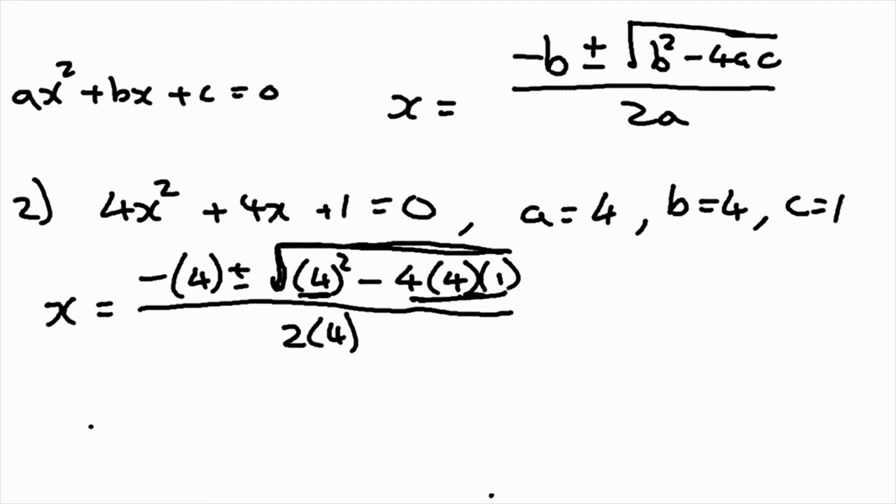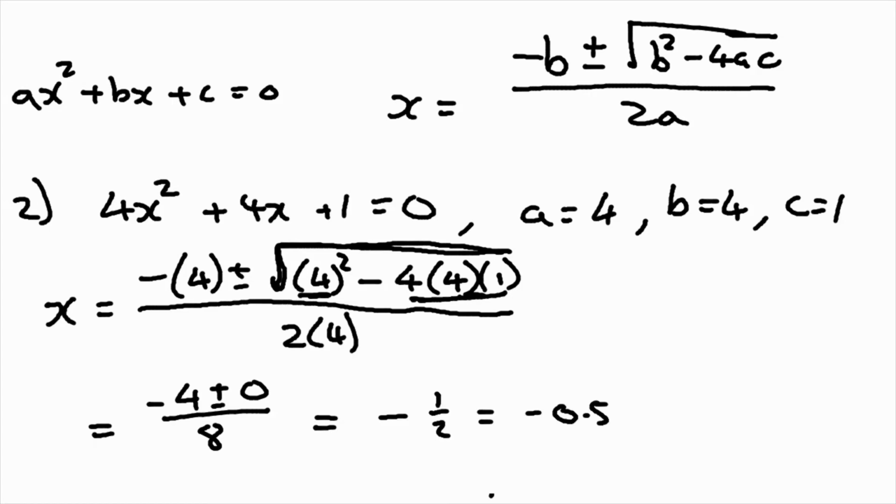What this means is when we do our calculation, we're going to have minus 4 plus or minus 0 over 8. So we're going to end up with just a single solution of minus a half, or minus 0.5 as a decimal. This is what's called repeated roots. In our first example, we had 2 solutions that were different. Here we've got one solution repeated twice.